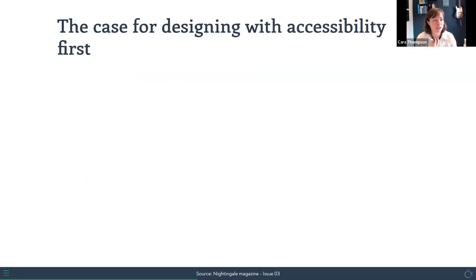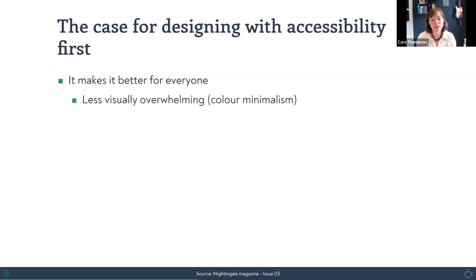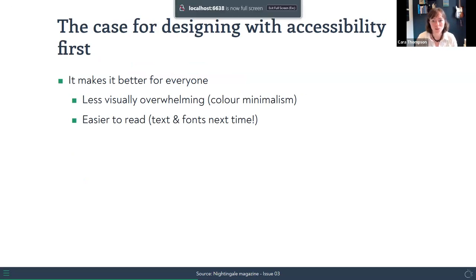And the case for designing first with accessibility is that it makes it better for everyone. It's less visually overwhelming if you follow some of these principles of using color minimalism. It makes it easier to read. We're going to manipulate text and fonts in the next workshop, the next session, where I'm letting you use them on your own plots.